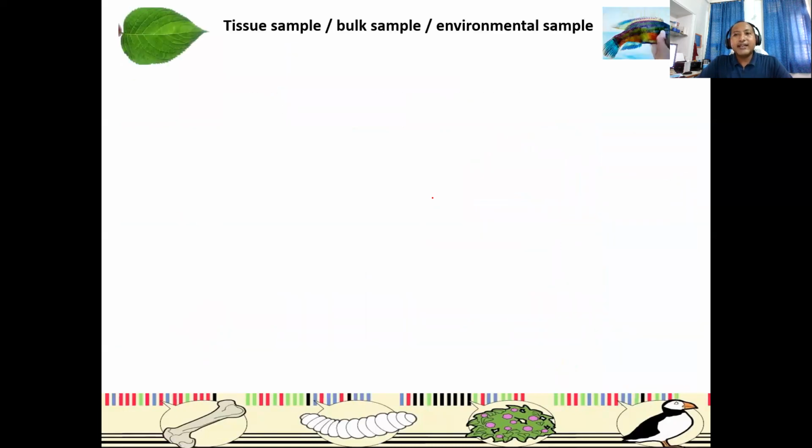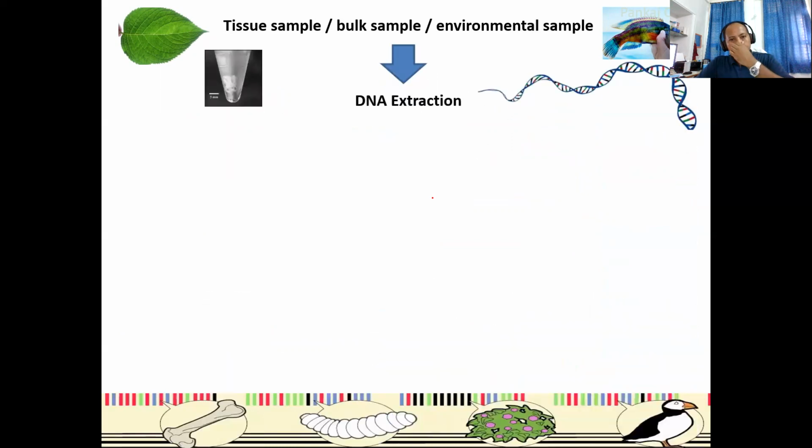So the technique involves the collection of tissue sample or bulk sample. It may be a mixture of several organisms or environmental sample. So first step is the DNA extraction. There are several techniques for extraction of DNA from organisms, like the phenol chloroform method, or for plants the CTAB method is there.